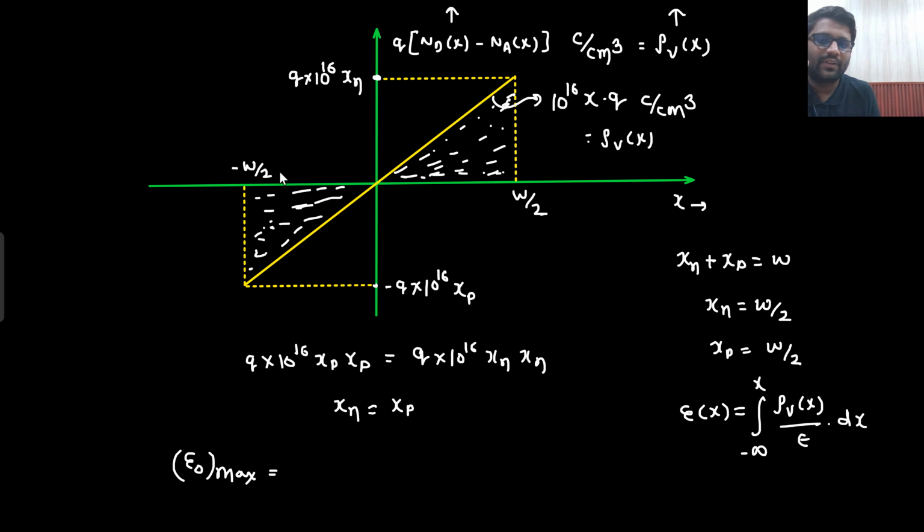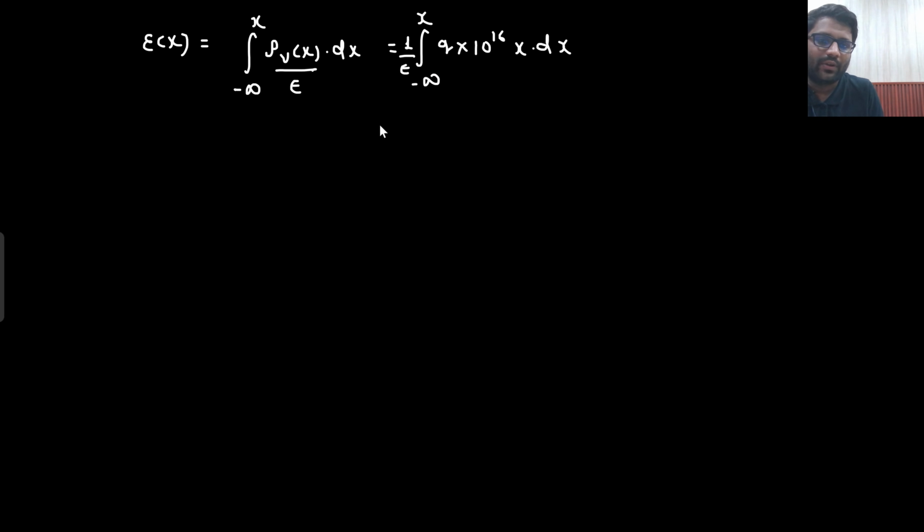Okay. I need to write down the expression of Ex. So how will I integrate? I will integrate from minus infinity to x of rho Vx dot dx divided by epsilon. That would go from minus infinity to x. 1 by epsilon can come outside. What was the expression of rho Vx you were getting? That was q into 10 to the power 16 x dot dx. Now I know that between minus infinity and minus w by 2 everything is 0, so I don't need to care about that. I only need to care about from minus w by 2 to any random x.